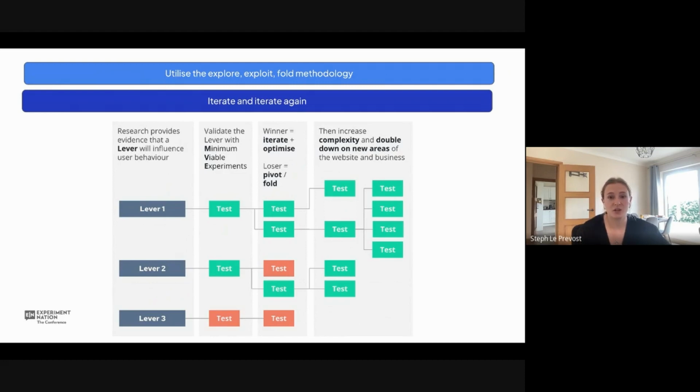But the only way that you're going to get to use the explore, exploit, fold methodology is through iterating. And we know that iterating is one of the most powerful things you can do for your experiment program. What are the odds that your first experiment, even if it wins, is the biggest uplift you're going to experience? Probably not very high. So iterate again. Listen to the data that you're getting from those experiment results and iterate based off of it. Look at that result in depth and understand why it's happening, and then use that to iterate.